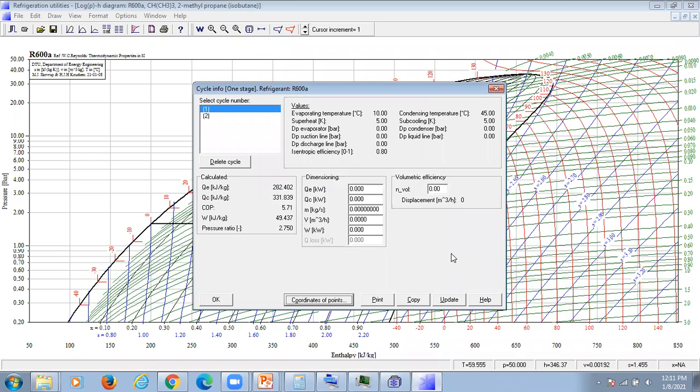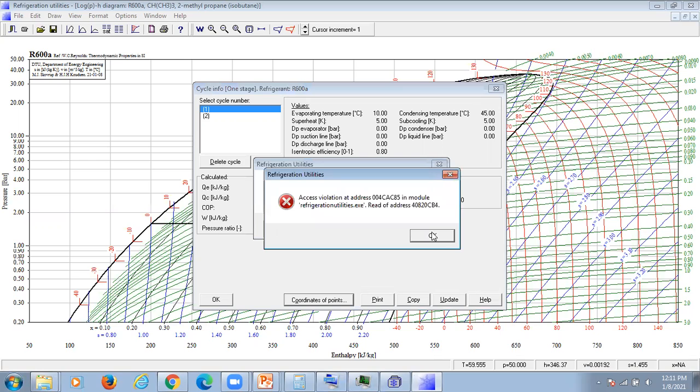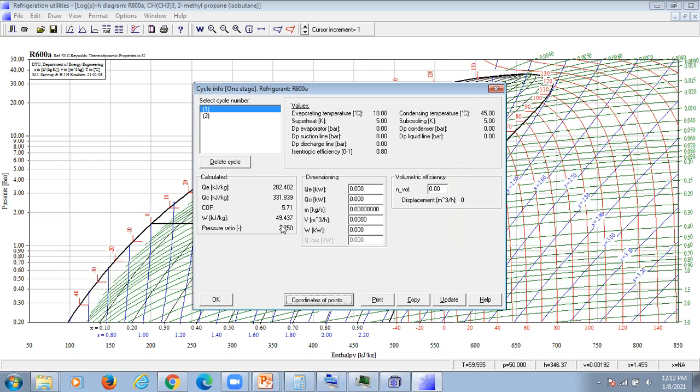So I will show you one thing only. Now here the isentropic efficiency is 0.8. Let me show you just one thing here. See, what's the W value? 49.435. All same conditions, inputs, only efficiency is 0.8. Now this is 49.435.